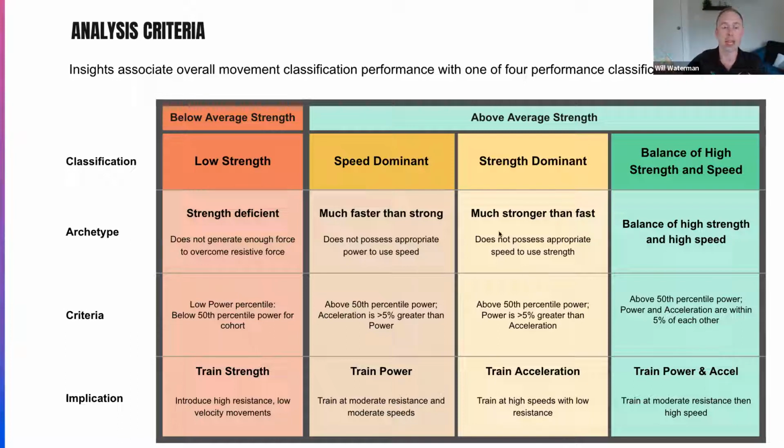If your acceleration is a lot higher than your power, then what we want to recommend is to train moderate force at moderate velocities. So therefore, you're going to train power to improve your ability to generate more power with more speed. And if you're at an even amount, so you have a good amount of power and acceleration, then we call that a balance of high strength and speed. Then what we recommend is a mix of speed training and power training.